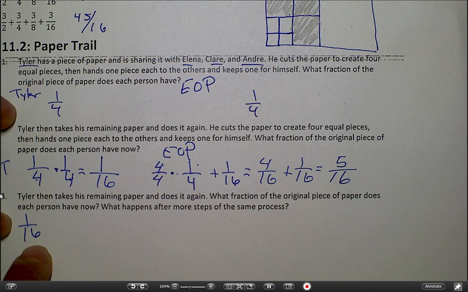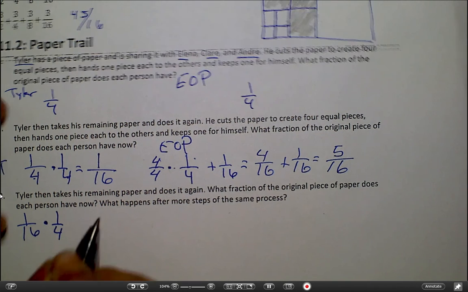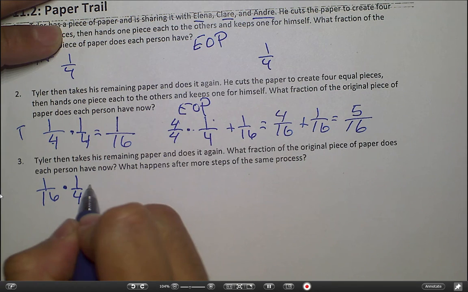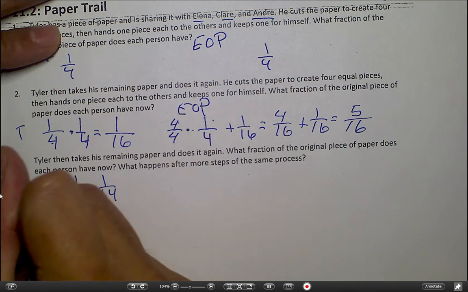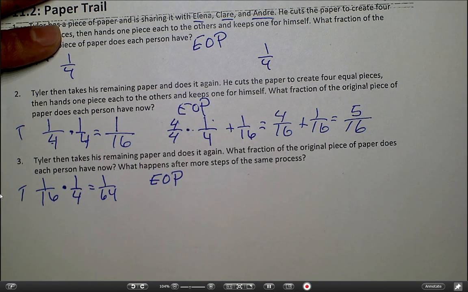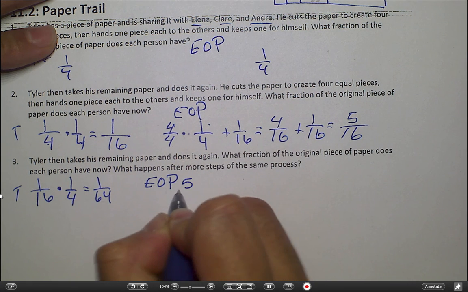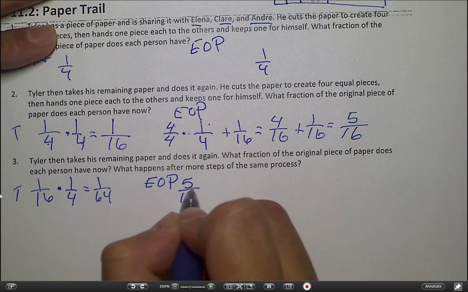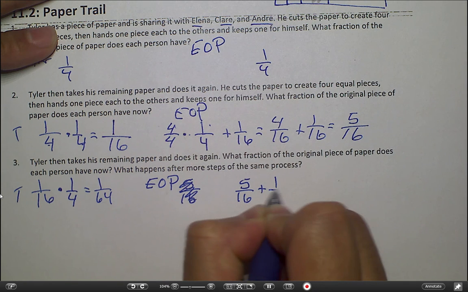So we're going to take this one and divide it by 4 again, which is the same as multiply by 1/4, right? 1 over 64. Very good. So this is Tyler, remember? And everybody else, they have 5 over 16, right? That's what they got. And now what am I going to do? Plus, is he getting 1/64? So 5 over 16 plus 1 over 64, right?